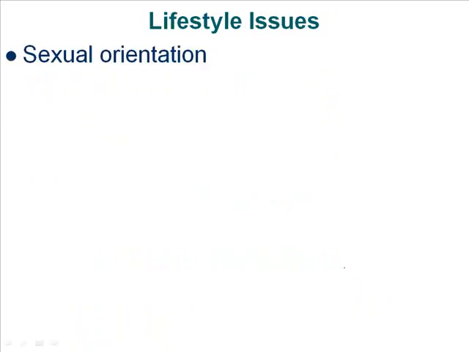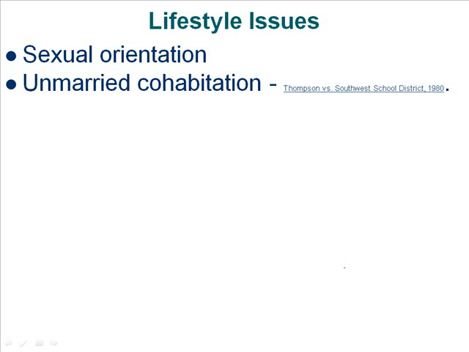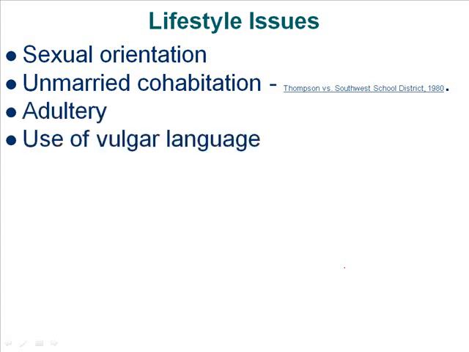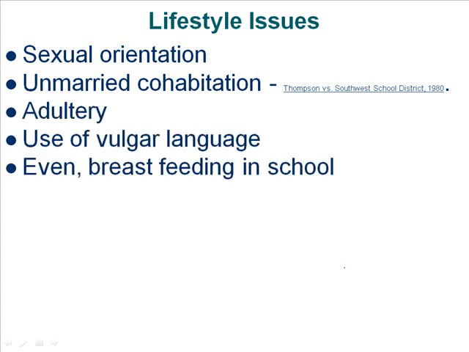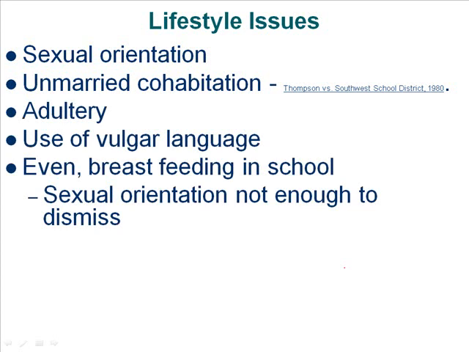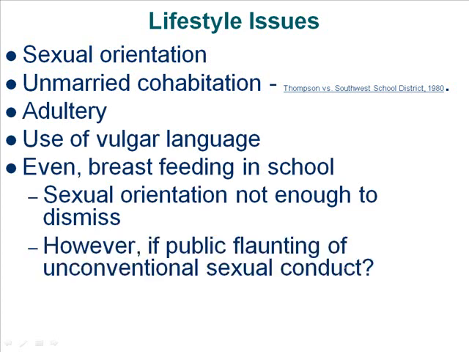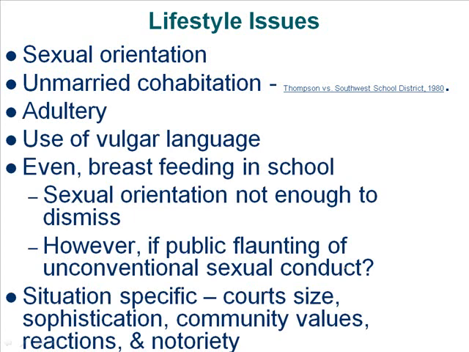How about lifestyle issues like sexual orientation, unmarried cohabitation, adultery, use of vulgar language, even breastfeeding in school? Now sexual orientation is not enough, nor is public flaunting of unconventional sexual conduct. It's situation-specific: court, size, sophistication, community values, reactions. I say in some communities it's different, and the courts still allow for some of that based on your community values. How would this be viewed?